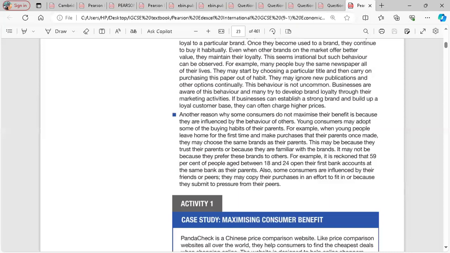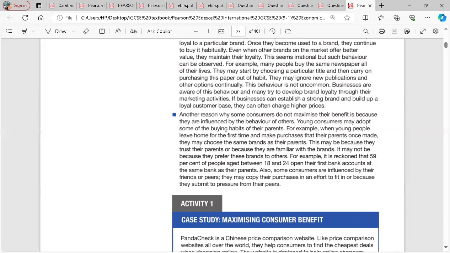Another reason why some consumers do not maximize their benefits is because they are influenced by the behavior of others. Oh, my friend buys, I'm going to buy. Did you get it? My friend is buying. I'm buying because my friend is buying. Oh, you are supposed to buy if you need, not because your friend is buying. Yes. Like recent trends. Trends. So yeah, because everybody is using the iPhone 15.